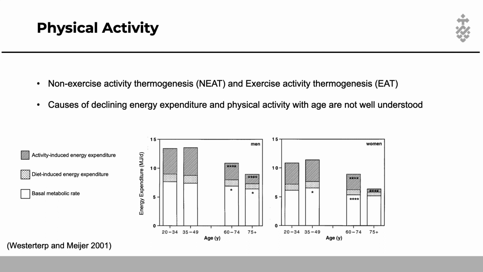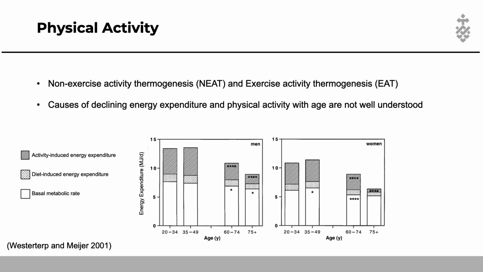We can see from these figures that for both men and women, there's a decline in activity-induced energy expenditure, and it's quite a significant decline as well. So there's a big difference in the size of those columns that have the diagonal lines in them. And if you have a look at that 35 to 49 age range and compare that top portion of the column to the top portion of the column in the 60 to 74 age range, we see a big decline. And again, another big decline when we're looking at the 75 plus age range as well.